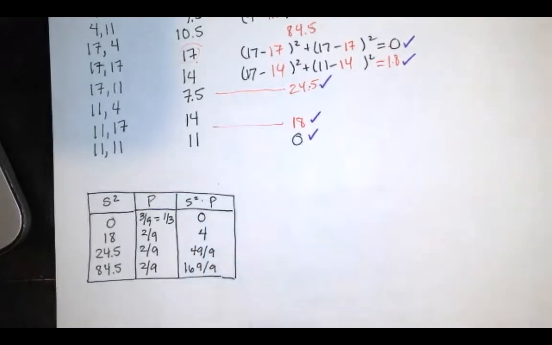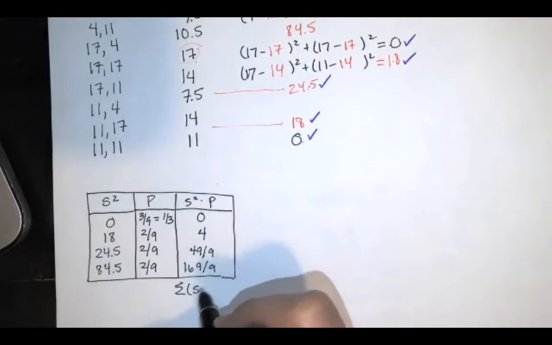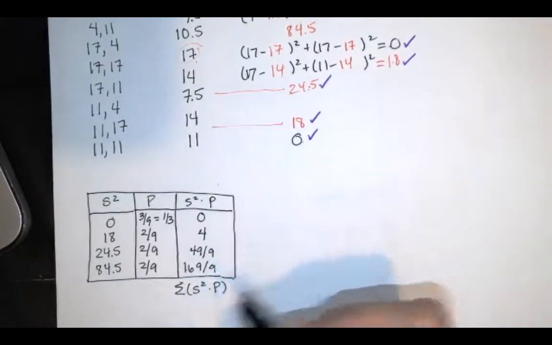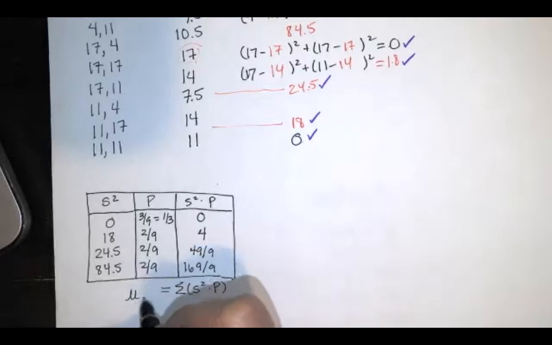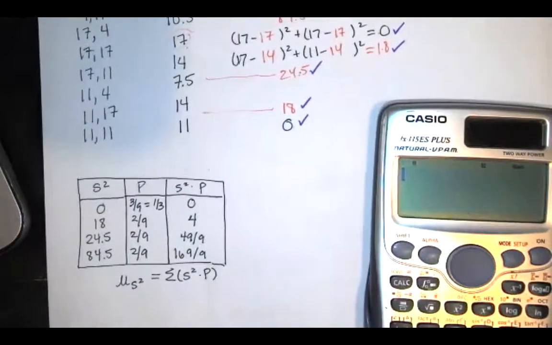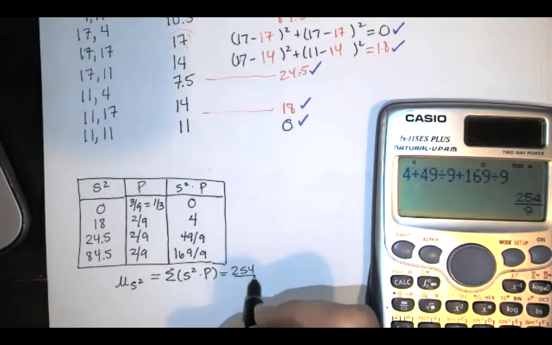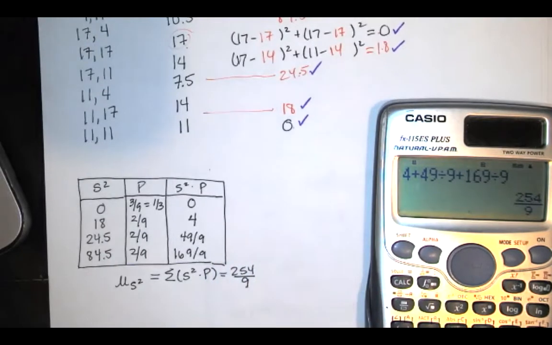169/9. Okay, so you multiply those guys together and then you add them together. And that is the definition of the mean of that discrete random variable, s squared, which happens to be the sample variance. Now, if I add those together, this is what we get. We have 4 plus 49/9 plus 169/9. And we get 254/9. Let's go back to our slides.